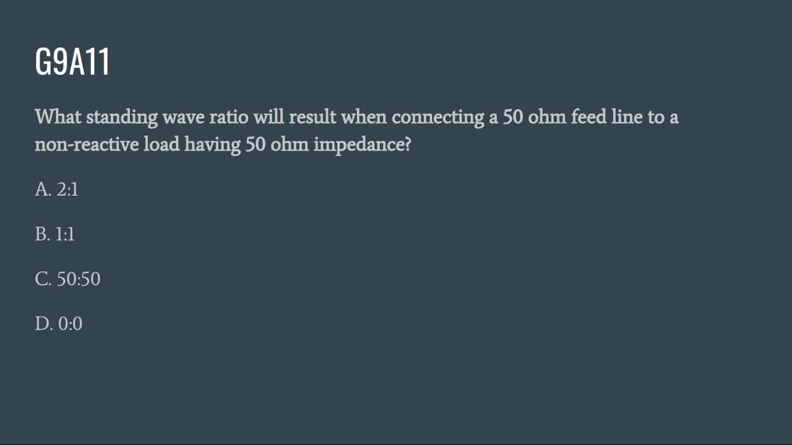G9A11, what standing wave ratio will result when connecting a 50 ohm feed line to a non-reactive load having 50 ohm impedance? A. 2 to 1, B. 1 to 1, C. 50 to 50, or D. 0 to 0.